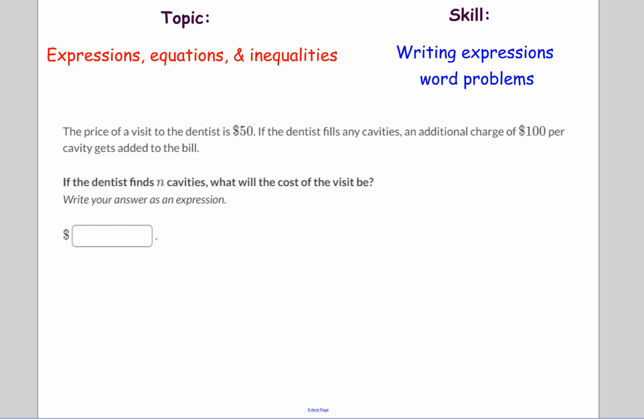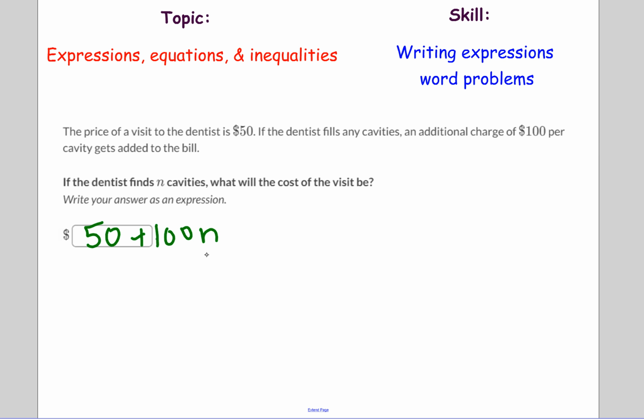Well, just showing up at the dentist is going to cost you $50. Plus, if you get 1 cavity, that would be 100 more. 2 cavities would be 200 more. 3 cavities, 300. 4 cavities, 400. So 100 times the number of cavities, right?